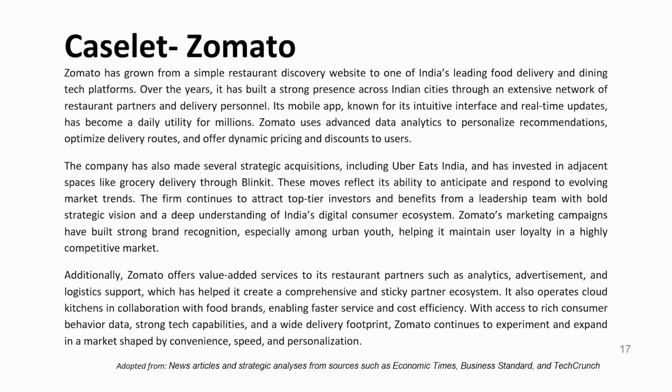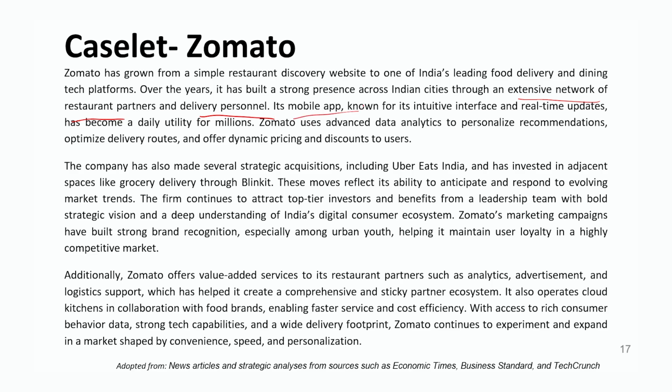Zomato has grown from a simple restaurant discovery website to one of India's leading food delivery and dining tech platforms. Over the years, it has built a strong presence across Indian cities through an extensive network of restaurant partners and delivery personnel. So I am underlining all the resources which this particular company possesses.